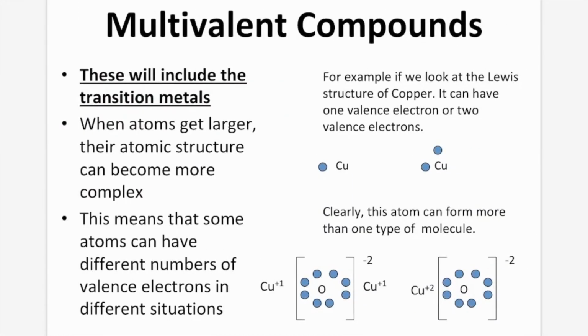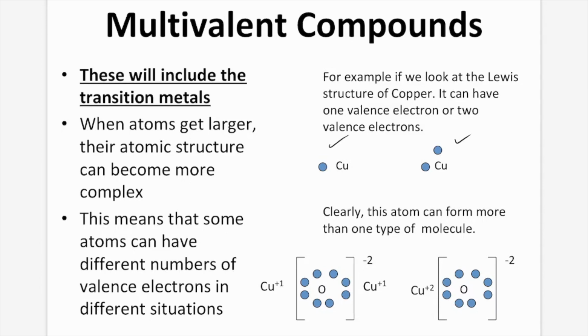Multivalent compounds. These will include the transition metals, as well as a few other ones. When atoms get larger, their atomic structure can become more complex. This means that some atoms can have different numbers of valence electrons in their different situations. For example, if we look at the Lewis structure of copper, it can have 1 valence electron, and it can have 2 valence electrons. Clearly, this atom can form more than one type of molecule.